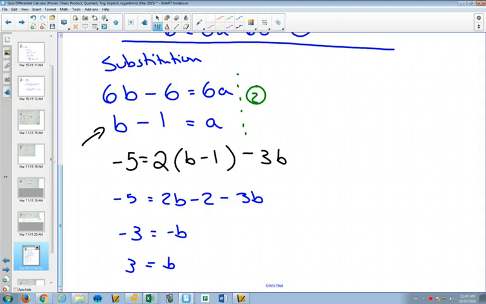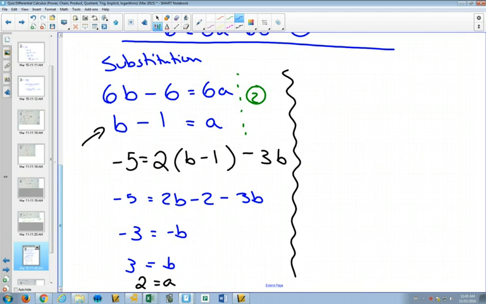If I plug b is equal to 3 into there, can you see that a would have to equal 2? That's your substitution technique. Your substitution technique uses the fact that you get one variable by itself and then substitute it in to the other equation so you can solve.